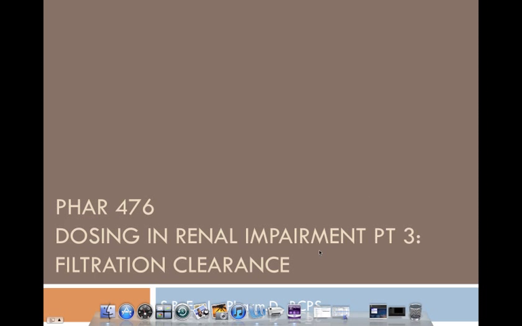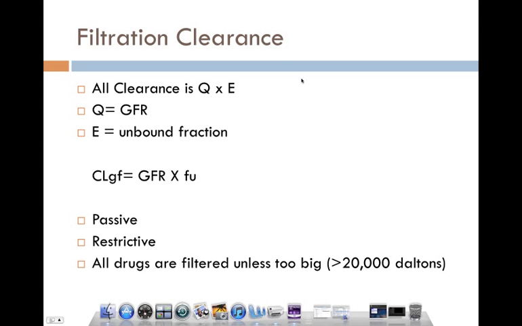This is going to be a really short one. We're just going to be talking about filtration clearance. Remember, filtration clearance is the first process in the kidney. The first is filtration, so the blood flow comes in.